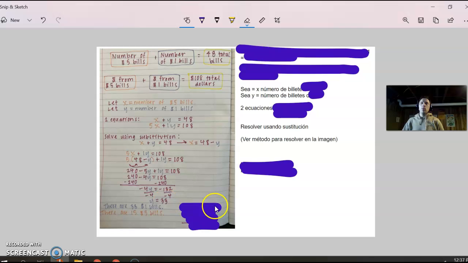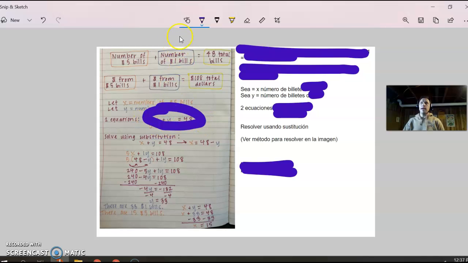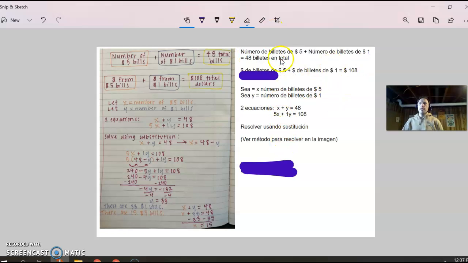Well, when we know y is 33, go back to your first equation right here, x plus y, and plug in 33 for y, subtract it from both sides, and you find out x is 15. All right, and so this example is written for you on slide 16. Go ahead and take a look at that.